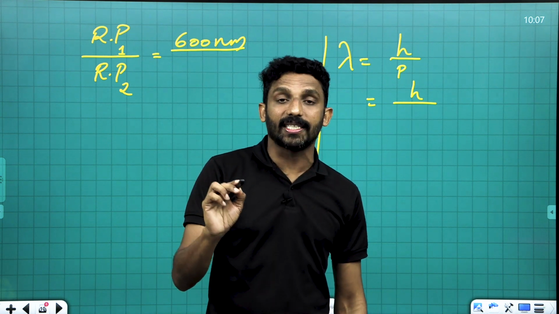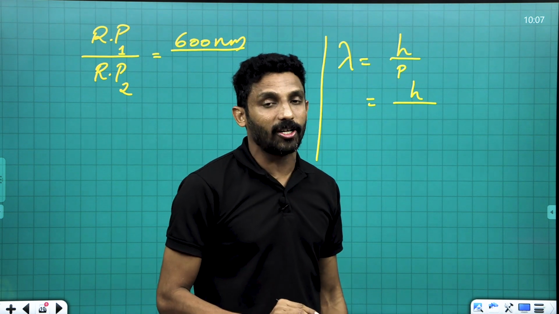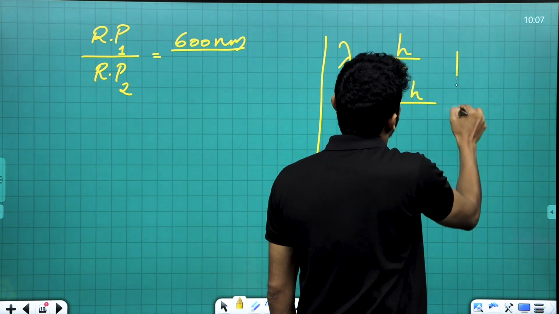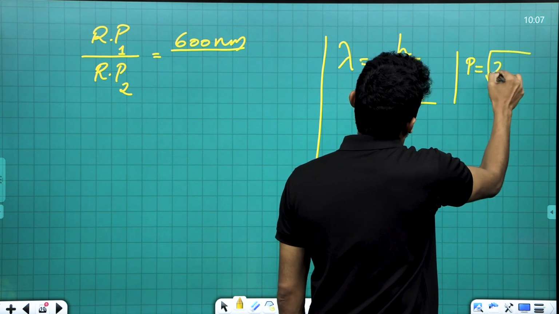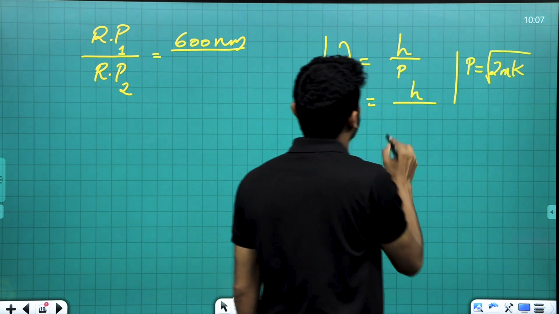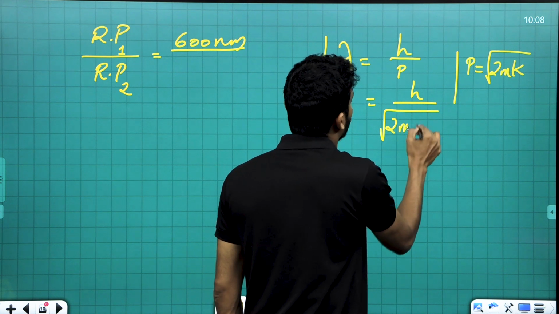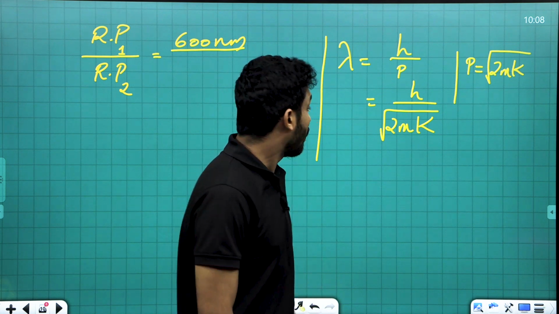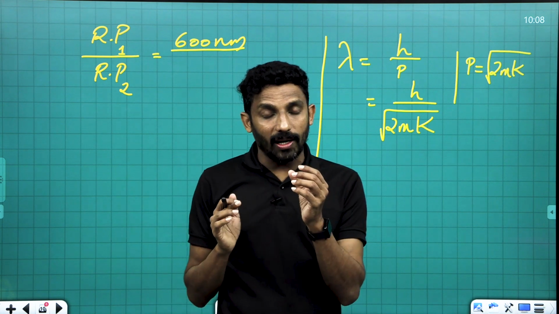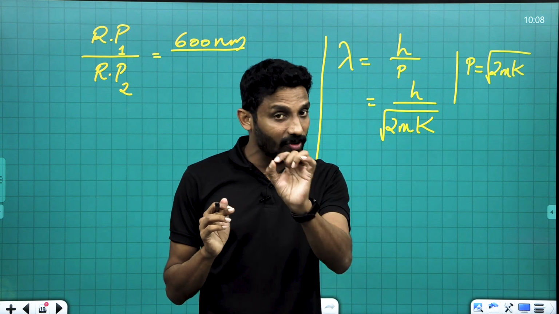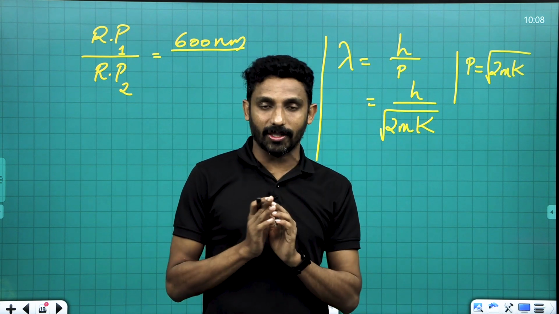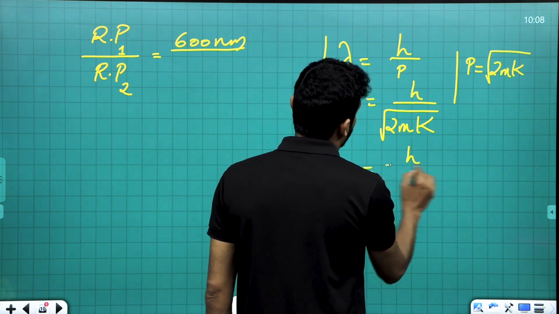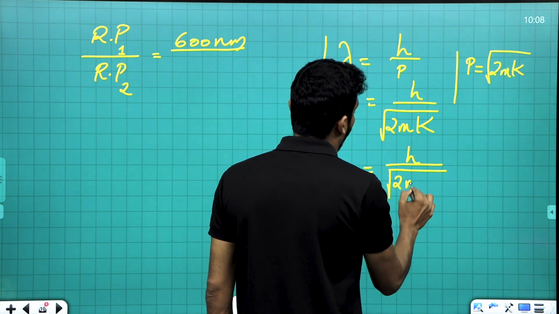How do we convert it in terms of kinetic energy? Linear momentum p is equal to root of 2mK, that is root of 2 into the mass of the particle into the kinetic energy of the particle. Studied it, right? Now, the kinetic energy of an accelerated charged particle starting from rest is charge into potential difference, qV. So this is h divided by root of 2meV.